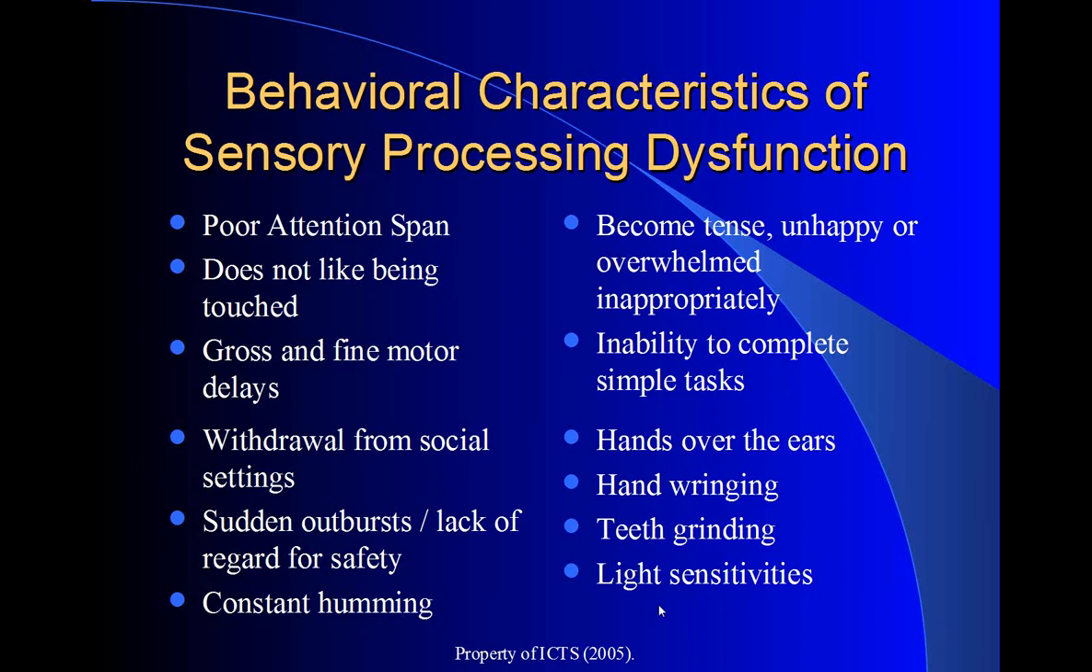Some behavioral characteristics that you might see, these are red flags that you want to look for to determine whether or not a child is having difficulty with processing dysfunction. A child might have a poor attention span. A child may not like being touched, and oftentimes that's unexpected touch or expected touch. Gross and fine motor delays, withdrawal from social settings, sudden outbursts, and a lack of regard for safety, on-the-go behavior.